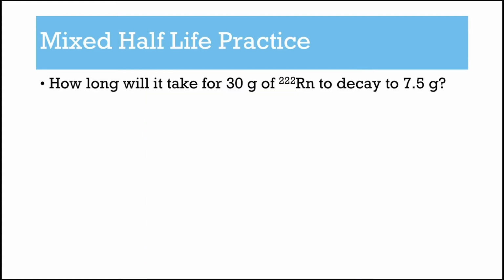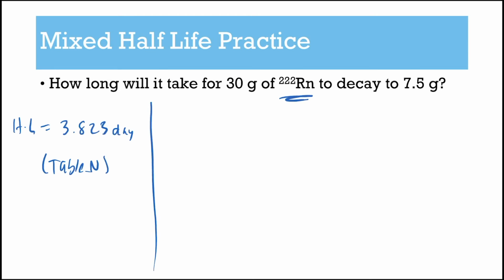Okay, so mixed practice number 1. It says, how long will it take for 30 grams of Rn222 to decay to 7.5 grams? So, in this question, your half-life is not given to you, but Rn222 is on table N. So we can look there, and our half-life is 3.823 days. And again, this comes straight from table N. Now, it says you're starting at 30, and you want to eventually get to 7.5 grams.